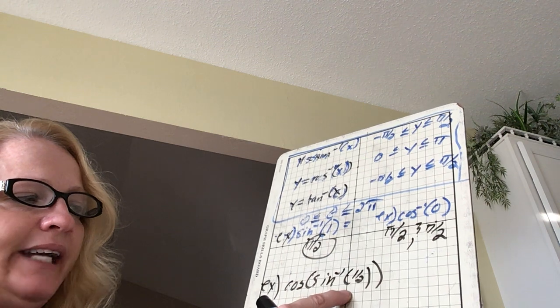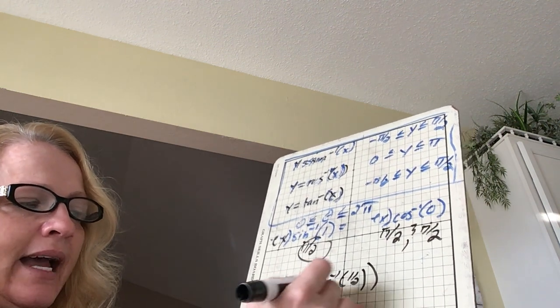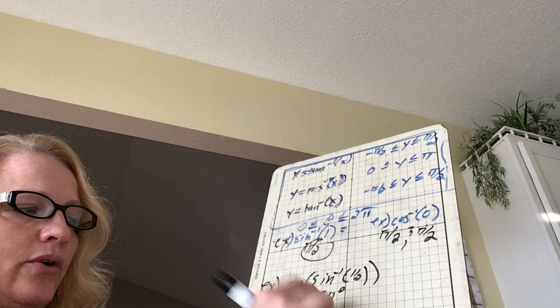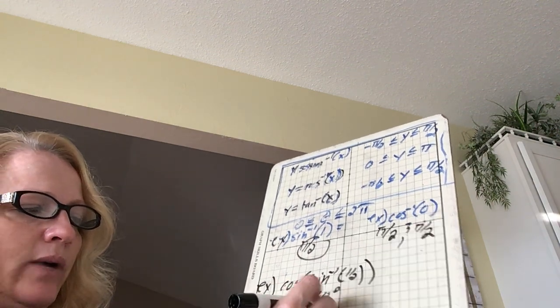So where is the sine 1/2? That is at 30 degrees. What's the cosine of 30 degrees? Square root of 3 over 2.